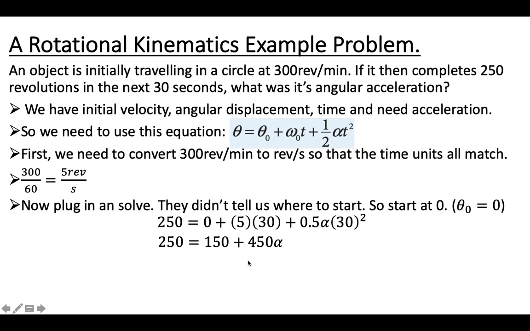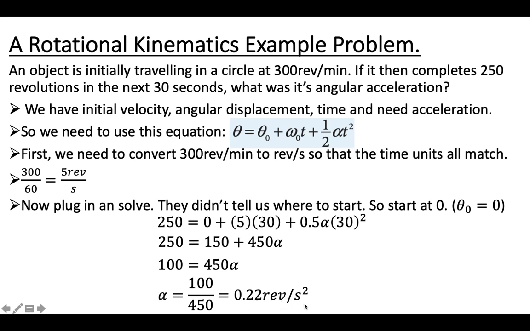This is algebra 1 stuff. We should all be able to solve this equation right here for A. We're trying to figure out what A is. Let's do it. We got to subtract 150 over to the other side. So 250 minus 150 is 100. Now we have 450A here. We need to get A by itself. So how do we get A by itself? We got to divide by 450. So A is 100 divided by 450. And when you do that, you get 0.22 revolutions per second squared.